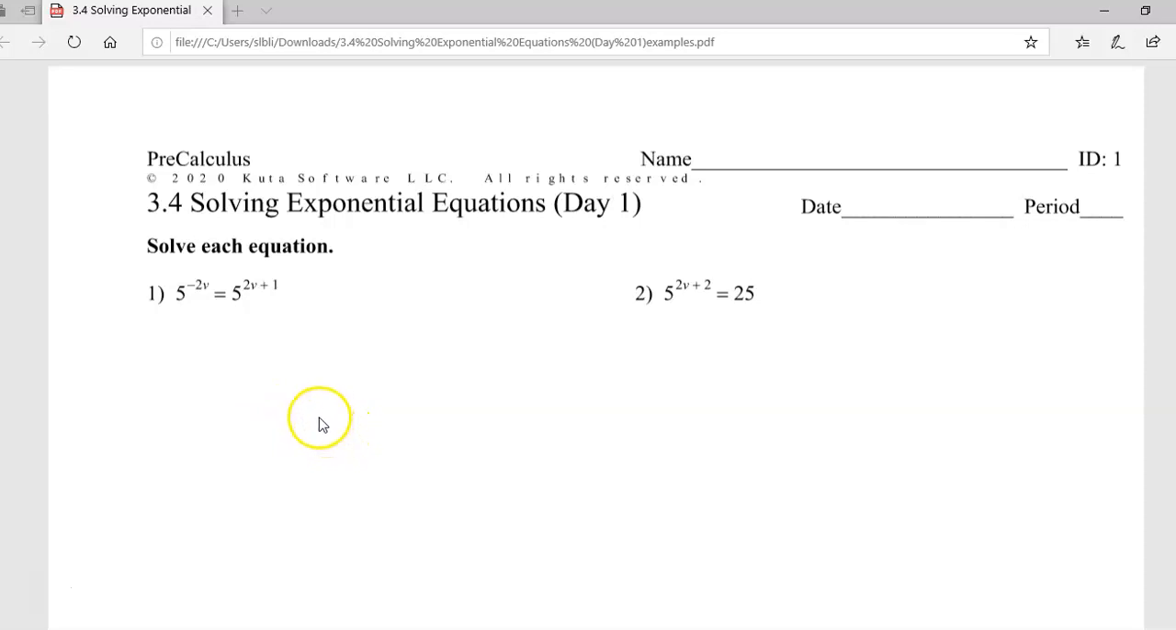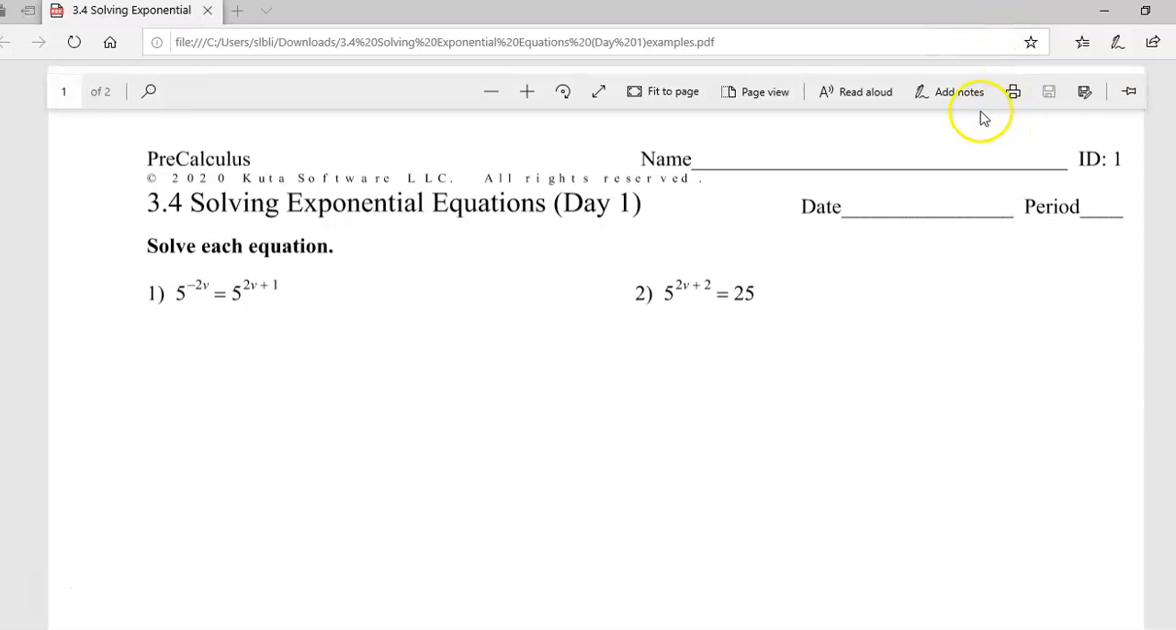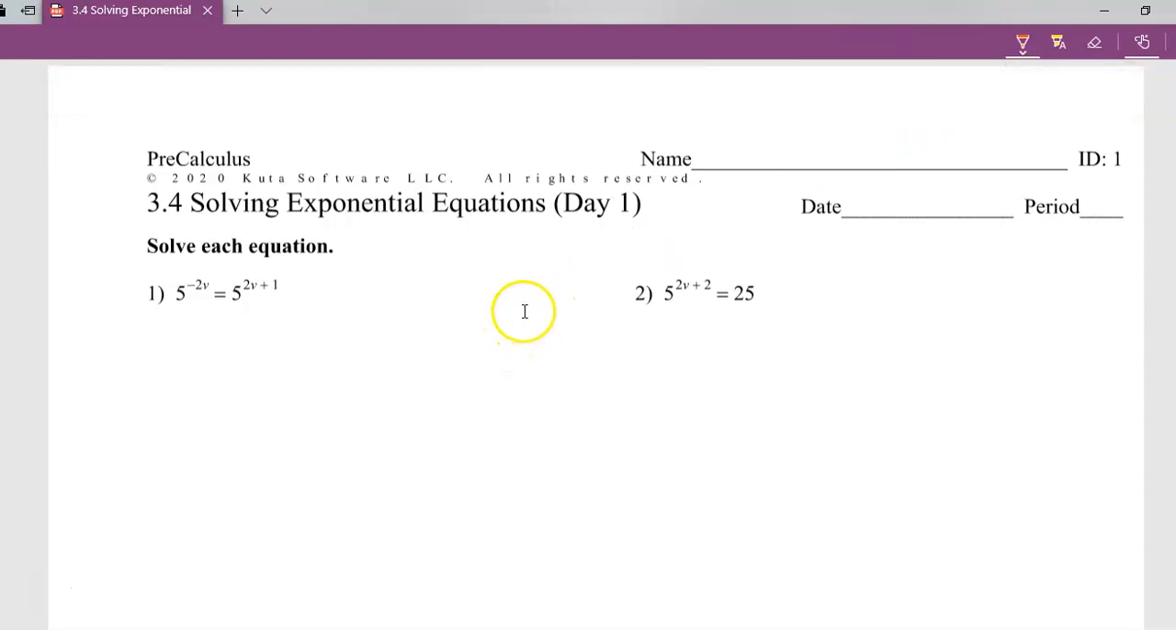The first one is only applicable if we can get the base, meaning this big number down here, to match the base down here. If those bases match one another, then it's pretty quick and easy to solve the equation. Then the second method will be when we can't get those bases to match one another, then we'll have to use a separate method.